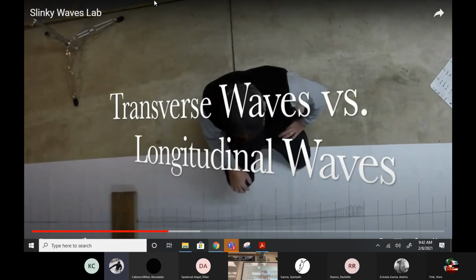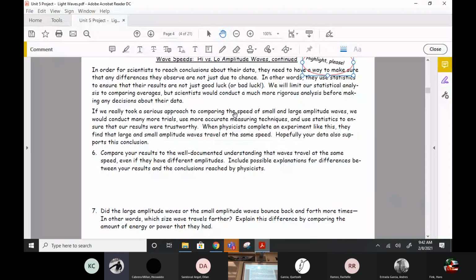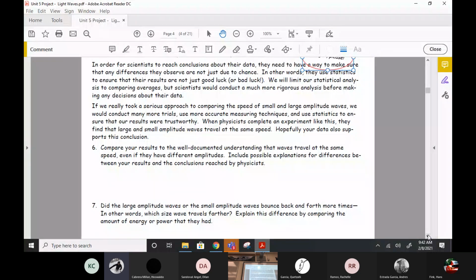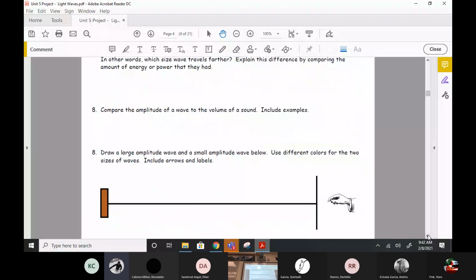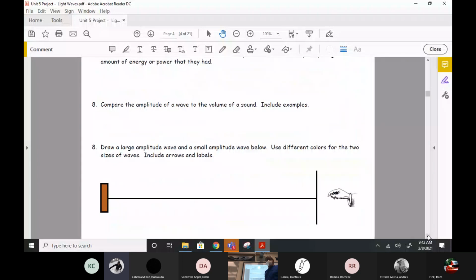Okay, go ahead and do, well, it's got 2 number 8s there, doesn't it? Do both number 8s. So do the number 8 comparing volume to amplitude, and do the second number 8, where you draw a large amplitude and a small amplitude wave.